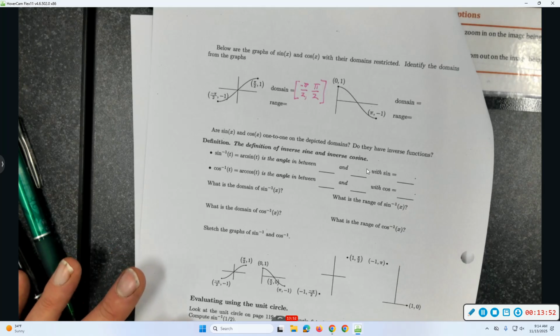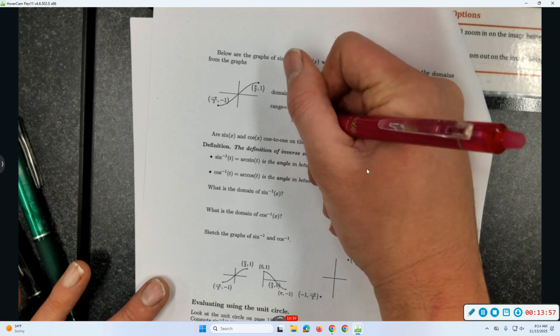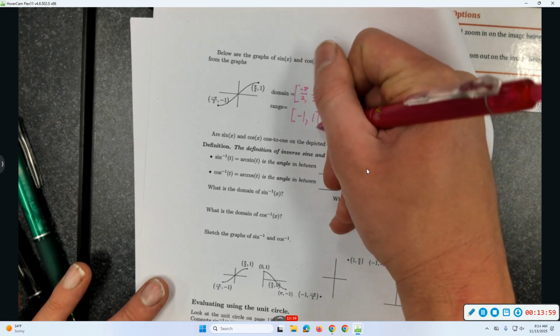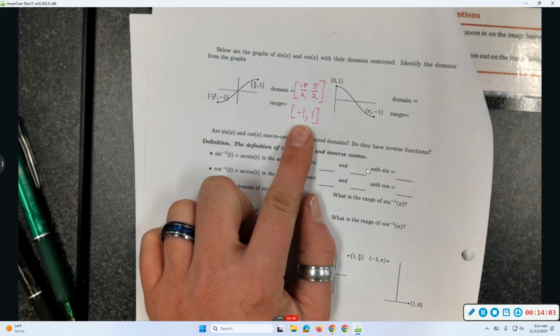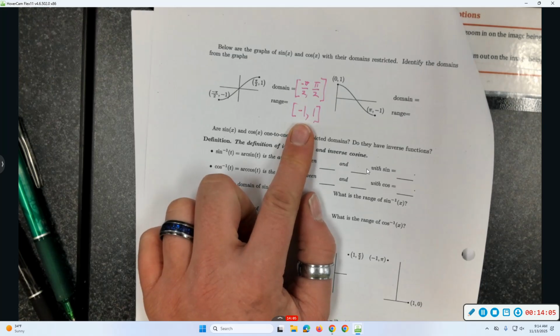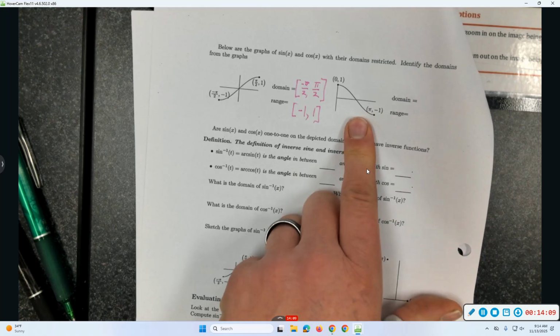What's its range? -1 to 1, including endpoints. So that's good. That means that I still hit all of the possible output values for sine. It would be annoying if I missed some. There's the graph of cosine after I restricted the domain.